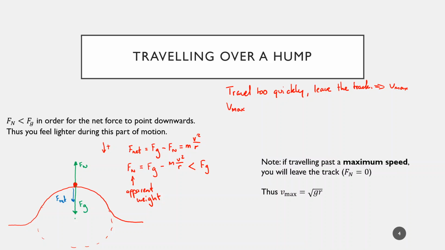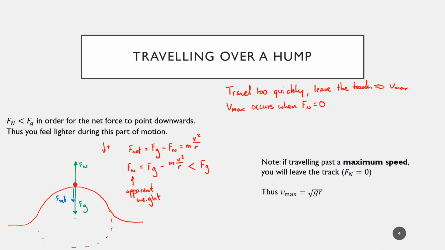If you go any faster, then you'll definitely leave the track. So this is like the tipping point. So Vmax occurs when the normal force is equal to zero, because that means you've left the track. You're going too fast. And so that gives us a way to calculate Vmax.